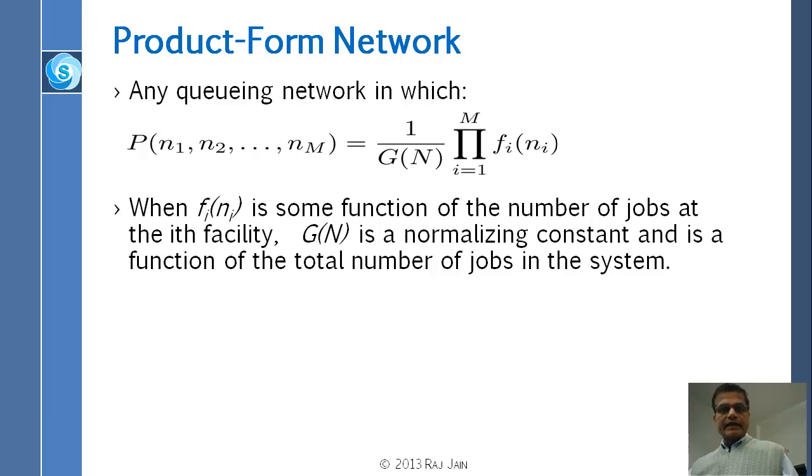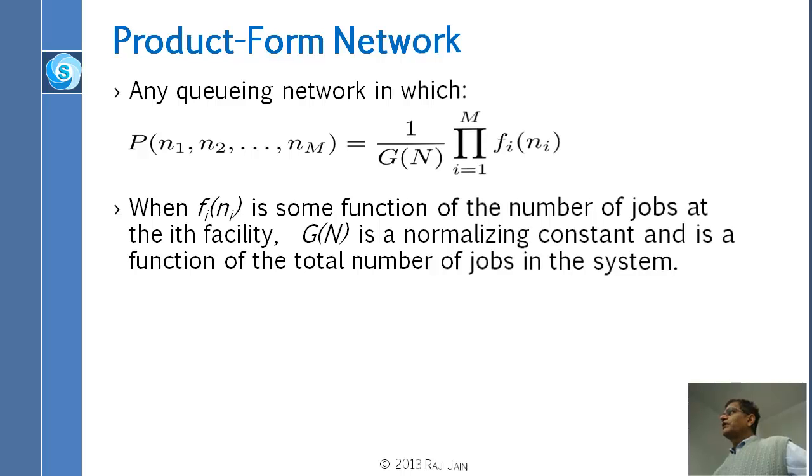All right. Now let's go to product form networks. In general, if a network has this formula, where the combined probability of n1, n2, ..., nm is some function of n1, n2, ..., nm and some function of the total n, where n is the sum of all the people in the system, then it is called a product form network.